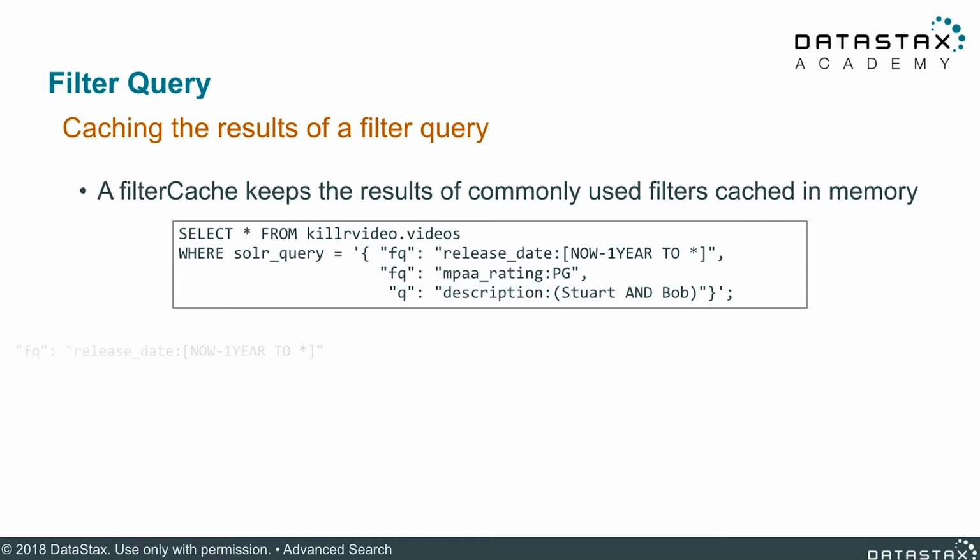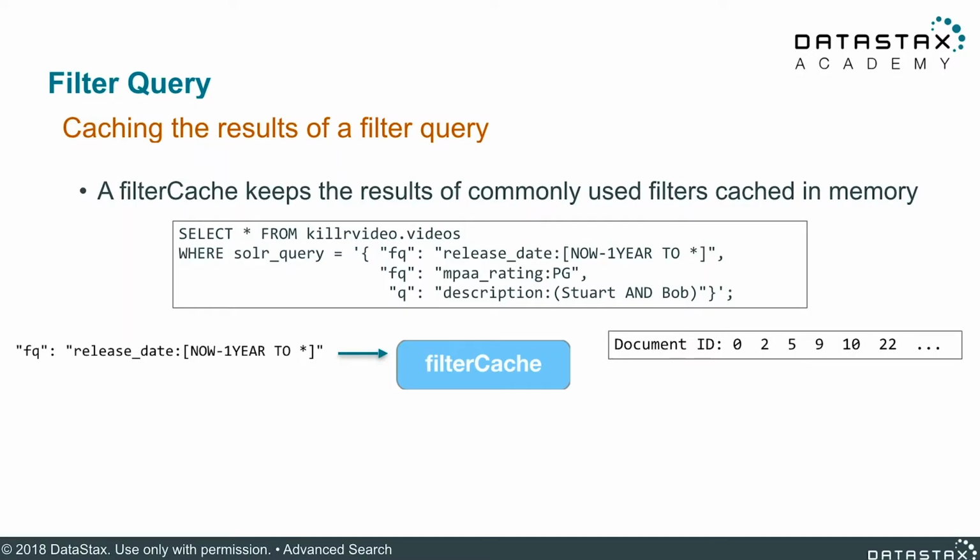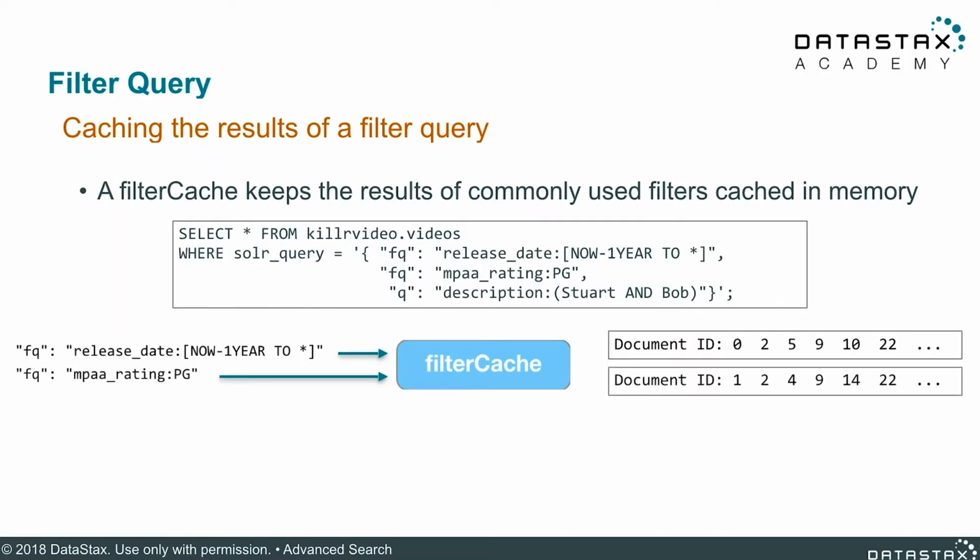Let's take a look at the mechanics of how a filter query is applied. For each FQ parameter specified in the search, that predicate is executed and its results are stored in the filter cache. If that particular predicate has been executed before, this step can be skipped and the existing results will be used. Before the Q parameter is executed, the intersection of the various filter query results are taken and used as a starting point for our next search.